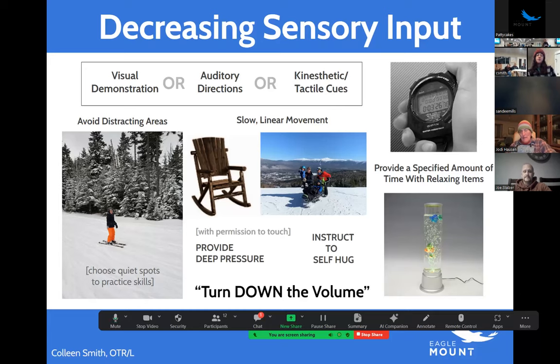Oh, and then touch. With permission to touch, we never touch people without permission. I want to be super clear about that. But deep pressure, like you can provide on somebody's shoulders or their joints, or telling them to self-hug or see how tight they can squeeze. You could squeeze their hands if they like that feeling. Do push-ups together. Any of that heavy work is really, really grounding. Light touch is really stimulating.